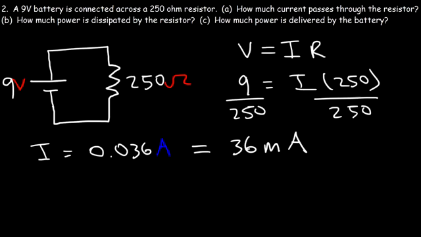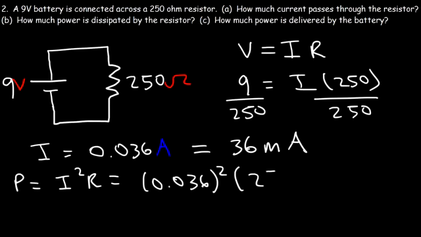Part B, how much power is dissipated by the resistor? So what equation can we use here? Well, let's use this equation. Power is equal to I squared times R. The current that flows through the resistor is 0.036 amps, and we need to square it. And the resistance is 250 ohms. 0.036 squared is 0.001296. And if we multiply that by 250, this is going to give us 0.324 watts, which is equivalent to 324 milliwatts.